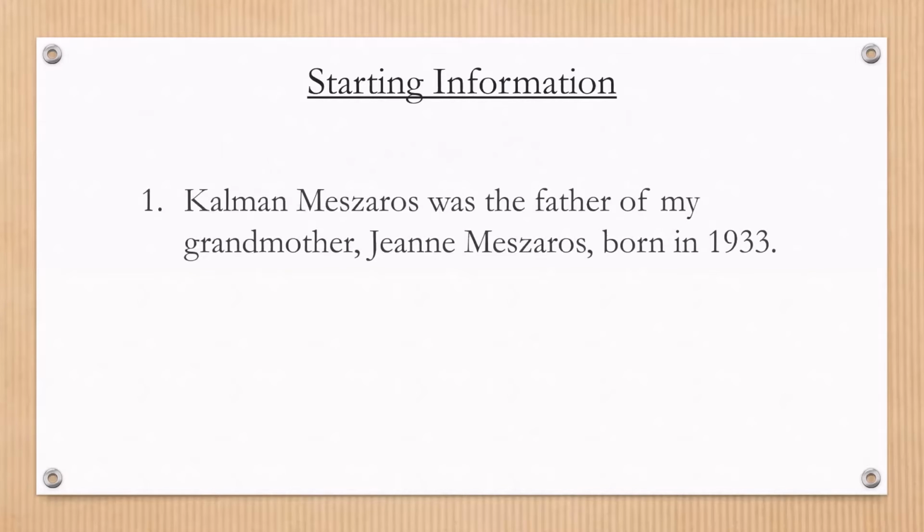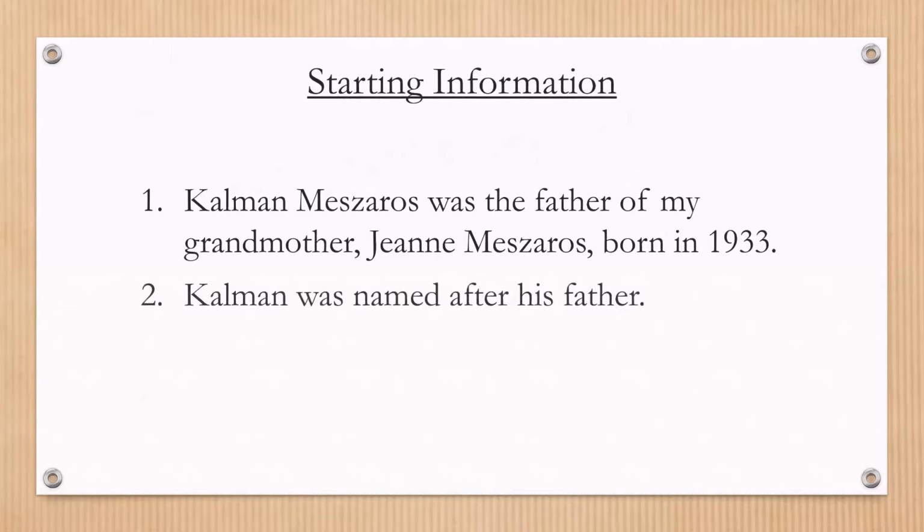Kalman Mazaros was the father of my grandmother, Jean Mazaros, who was born in 1933. This means that I am looking for a record of someone who was likely born in the beginning of the 20th century. Kalman was named after his father. This means that if I turn up multiple results, I should concentrate on those for Kalman Mazaros Jr.